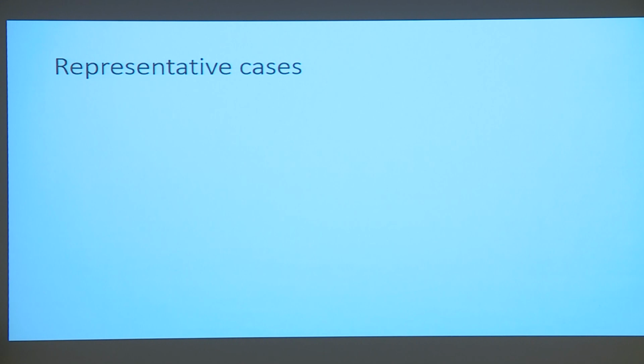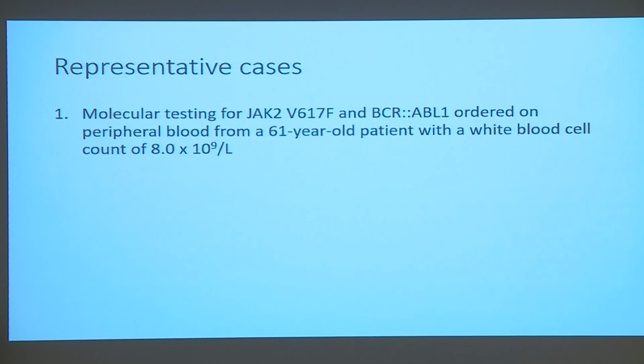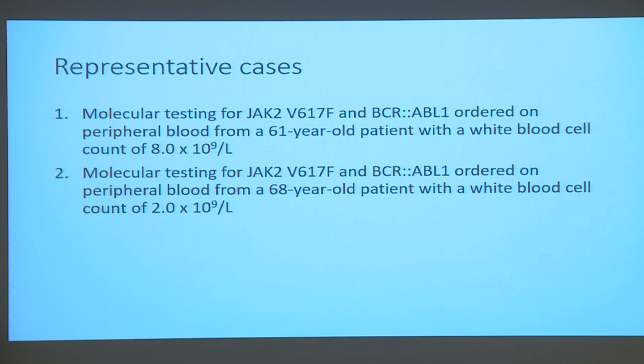I'm just going to start quickly with some thoughts on representative cases. In each of these scenarios, we get a request for JAK2 or BCR-ABL testing. This first one: 61-year-old, white blood count is 8. It comes in as a peripheral blood. This is the only information we have. Would anybody say, yeah, great idea, do those tests? What about this one? Patient's a little bit older, white count is 2. Sounds kind of silly, doesn't it? But we get these all the time.